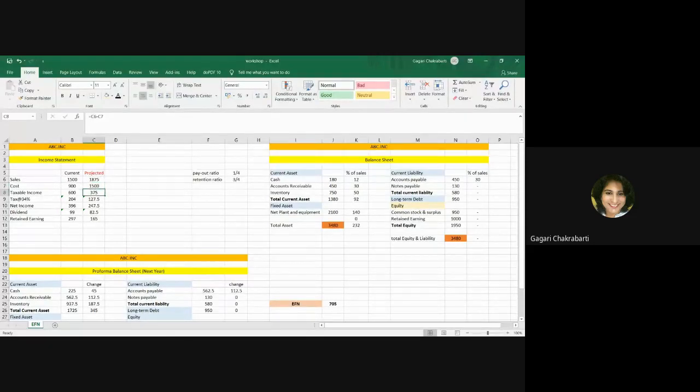In that case, you just calculate the taxable income. Then that is your tax, your net income, and now your dividends and the retained earnings have changed, right? The dividends and the retained earnings have changed, depending on the payout ratio and the constant retention ratio.